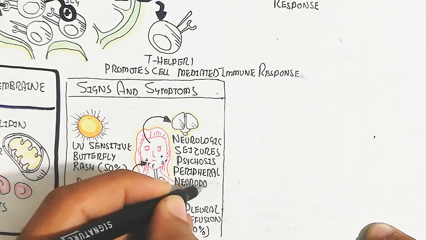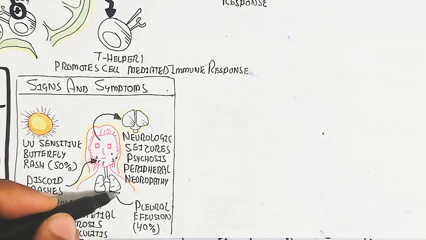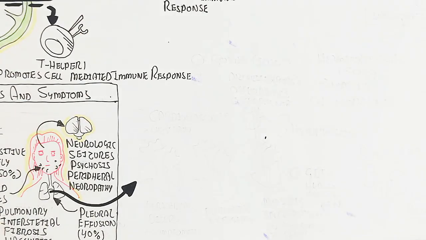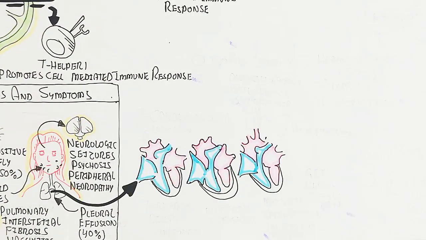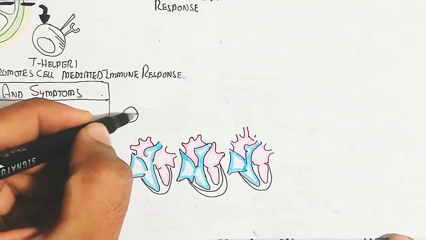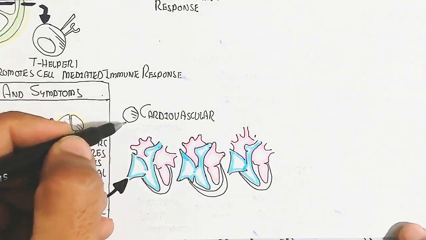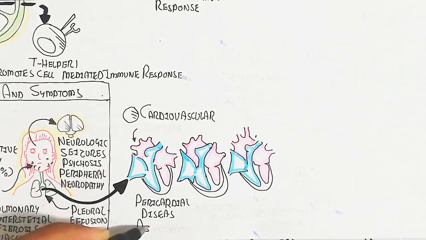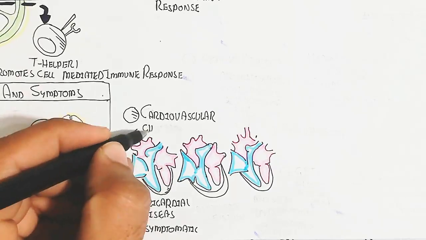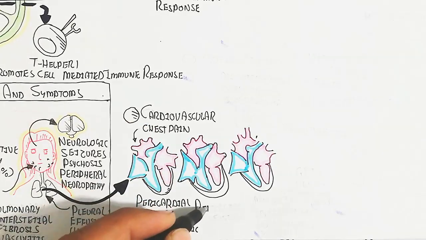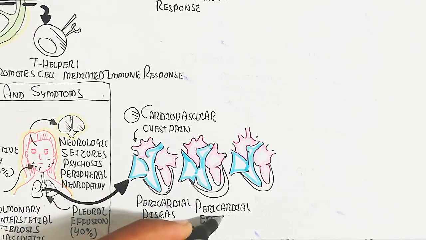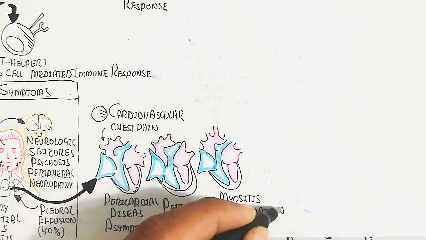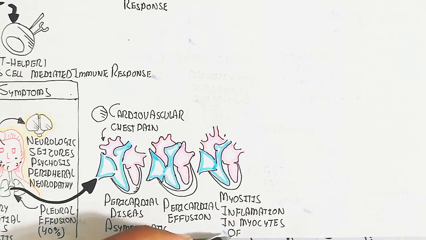While the cardiovascular system we will discuss now. The cardiovascular system means pericardial disease, which is asymptomatic or sometimes causes chest pain, or pericardial effusion, where the pericardium is filled with fluid, or myositis, inflammation in the myocytes of the heart.